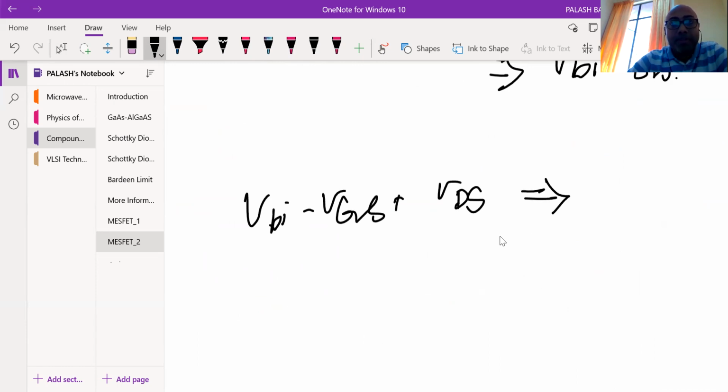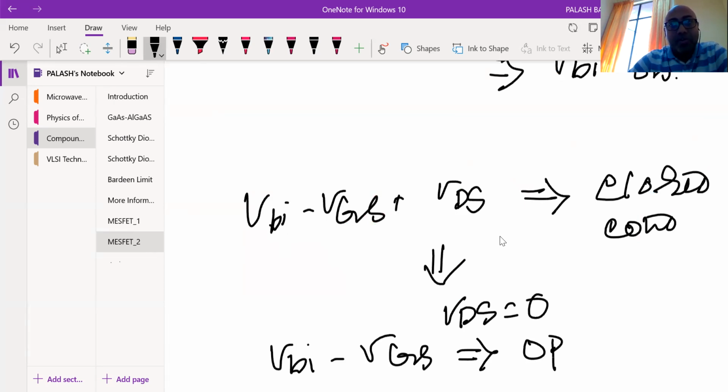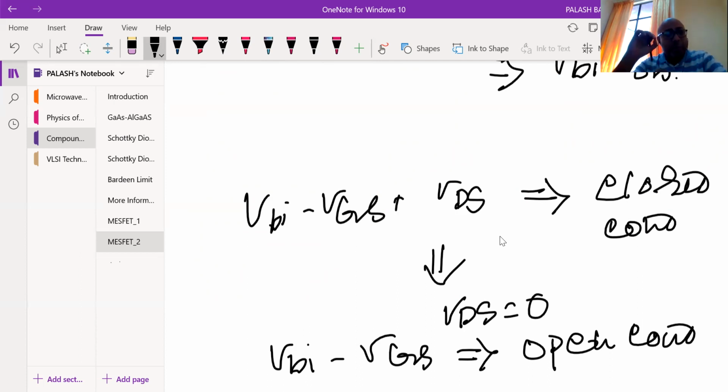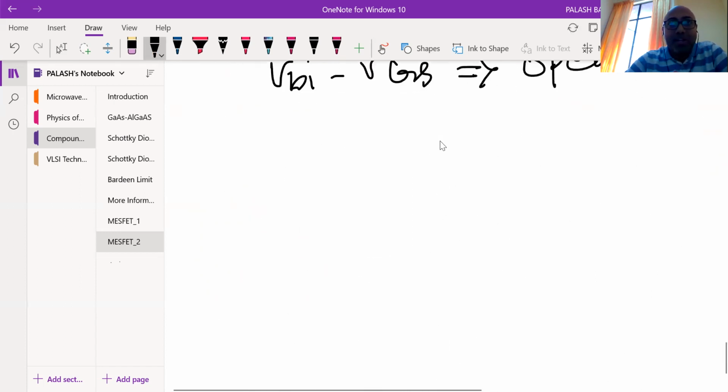Okay. Now, it is actually a closed condition. You have a closed condition, but this enable VDS is equal to 0. So you'll get the voltage across the channel equal to VBI minus VGS, which is nothing, an open condition. So there is closing and opening, and both conditions are achieved. At equilibrium, we say that it is a kind of negotiation, neither closed nor open.